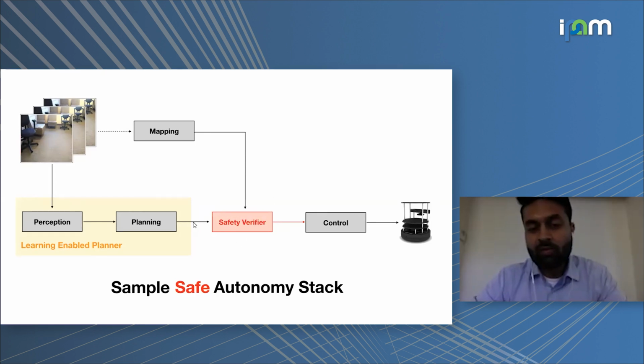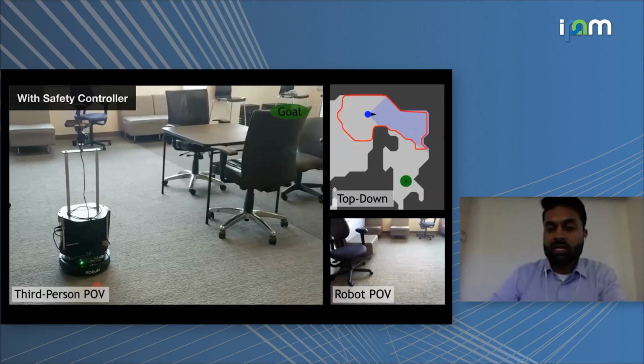It does nothing when the control that's coming from the planning pipeline is safe for the system, meaning it never tries to breach that red boundary. But as soon as it tries to breach that red boundary, the safety controller intervenes and overrides the control coming from the learning side. So let's see this in action.